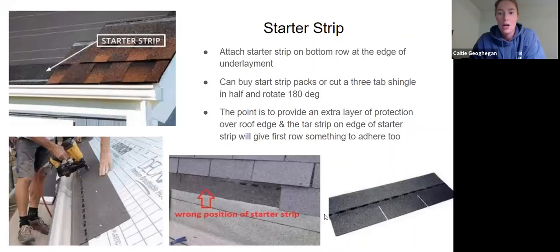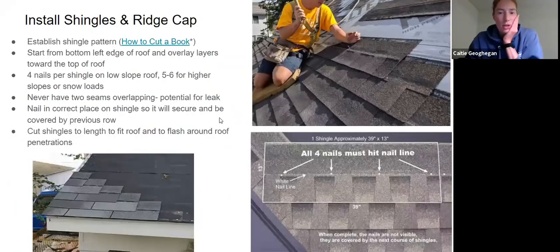Okay, so now on to our shingle install. So let's see, I think the first thing to figure out is you should always be starting in the bottom left corner of your roof. So if I'm looking at the roof in this bottom picture, I'm starting down here and I'm going to work my rows across and put them in line.